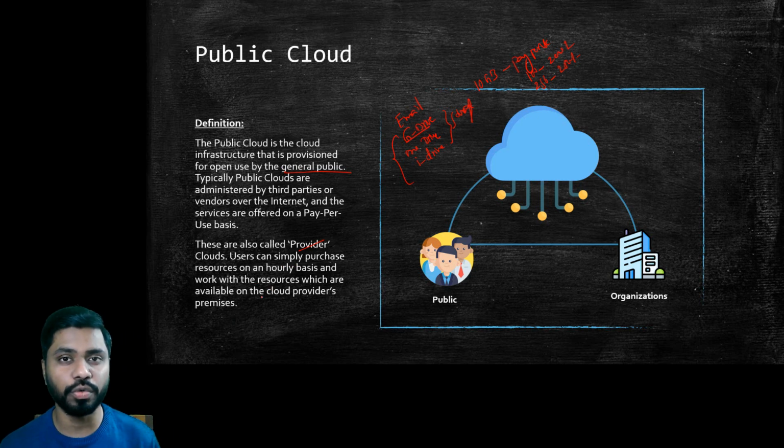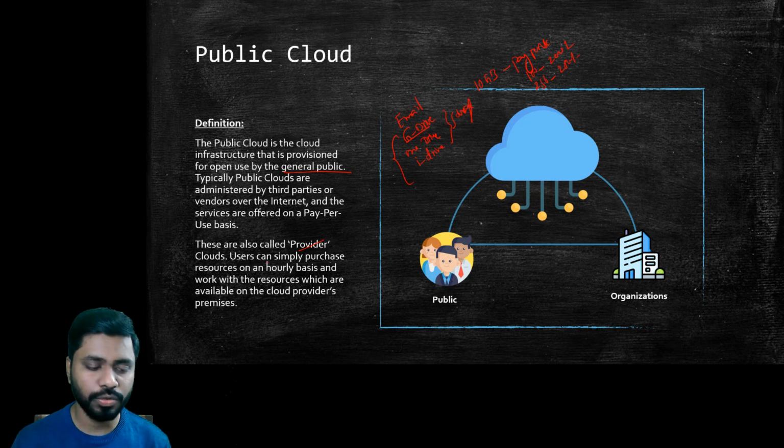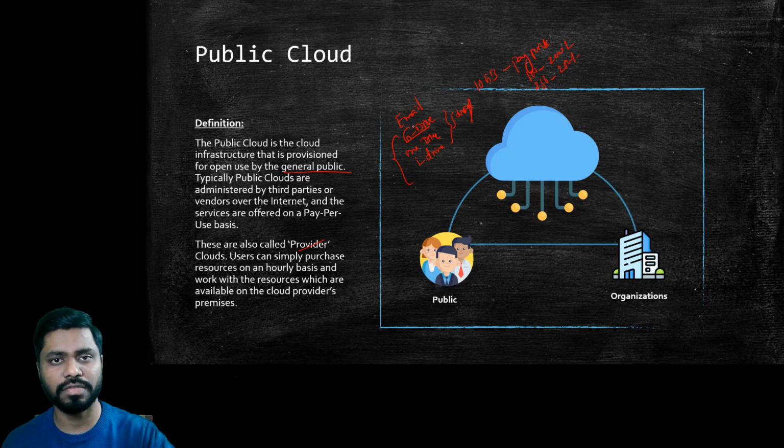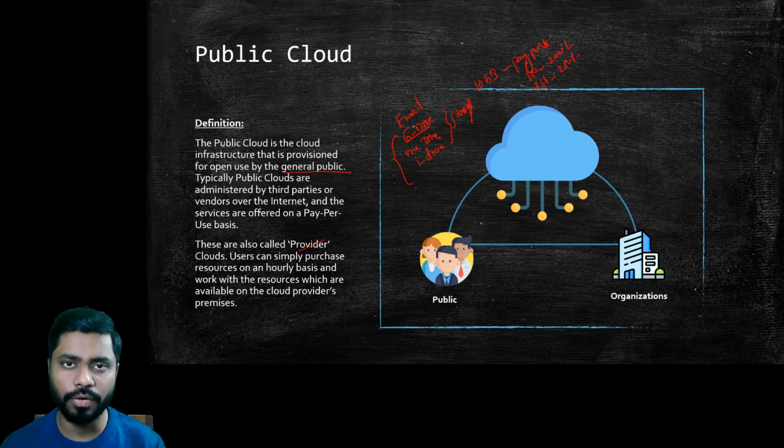So just remember this terminology. Maybe there could be some MCQ questions on these synonyms. What users can do is simply purchase the resources on an hourly basis. If you are using their computing resources, you might be paying on an hourly basis. You work with the resources available on the cloud service provider's premises. In the email case, the email server and storage server, all those resources are not in our houses, right? They are in Google's premises, in some part of the country. All we are doing is accessing those services via the internet. So it's called public cloud.